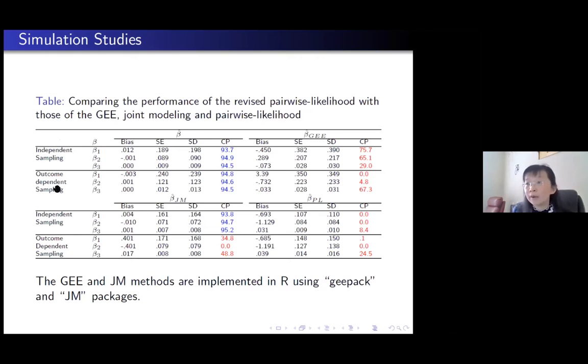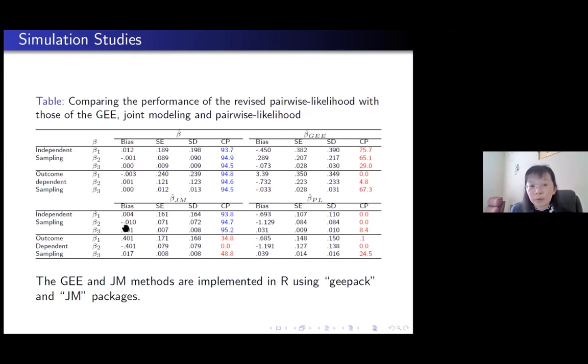Under both scenarios, the censoring time is correlated with the longitudinal outcomes. We can see the revised pairwise likelihood provided desired estimation accuracy and reasonable coverage probabilities under both scenarios. Since the GEE and the pairwise likelihood cannot deal with informative censoring, both worked poorly under the 2 settings.